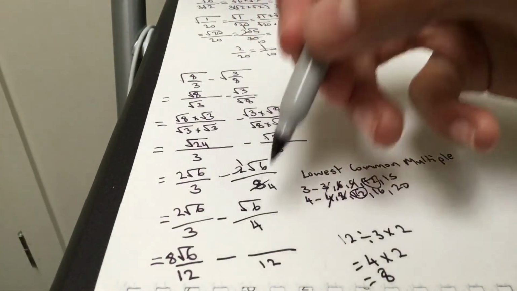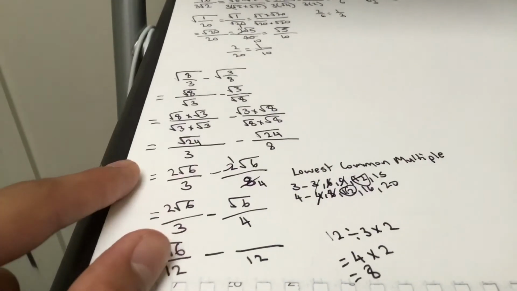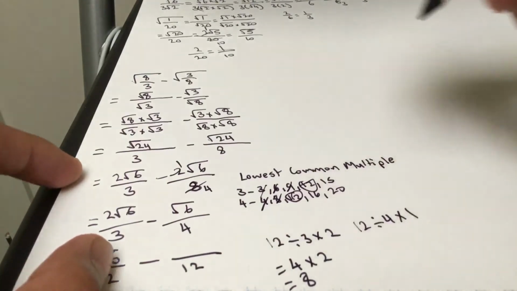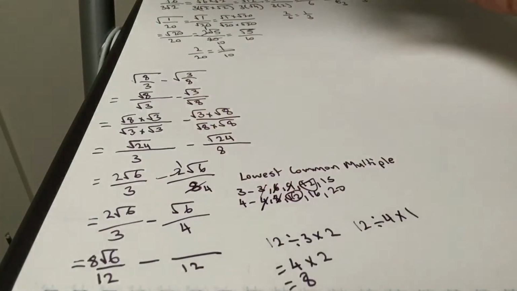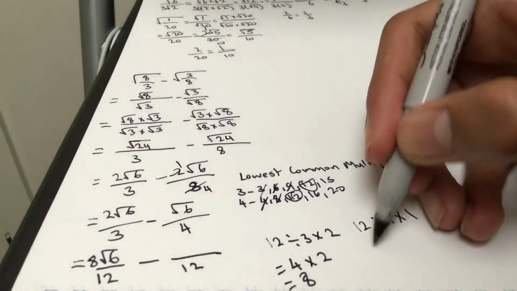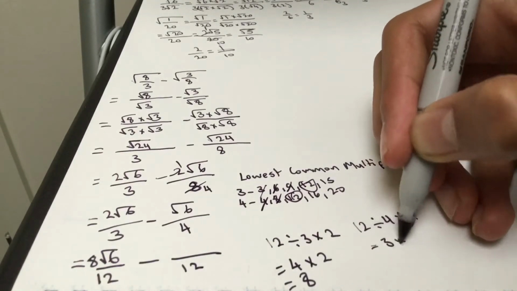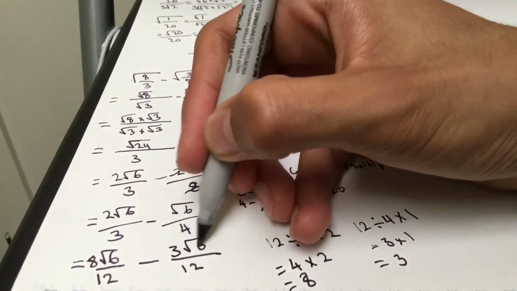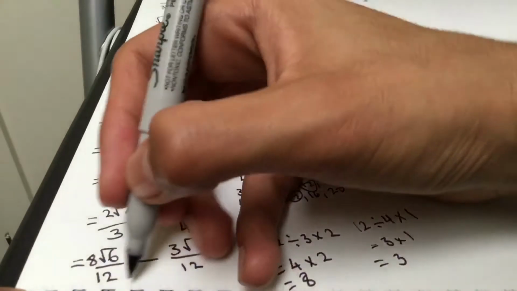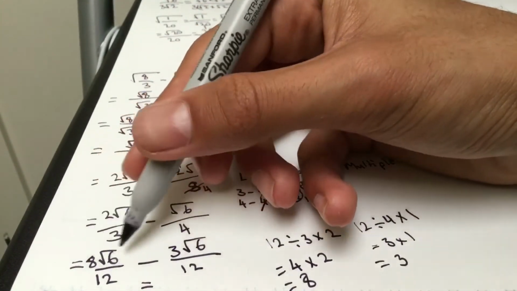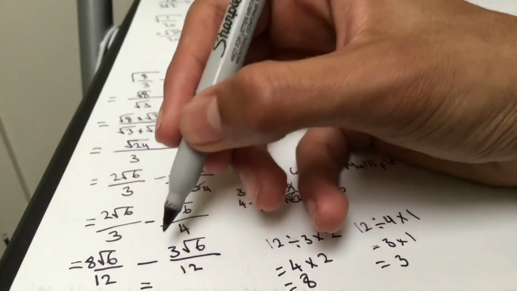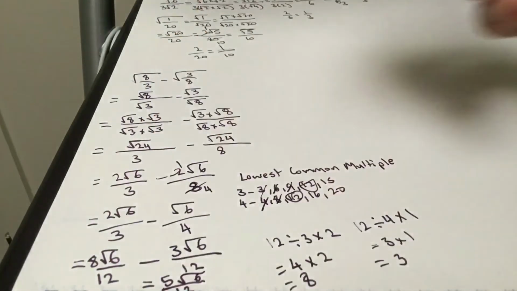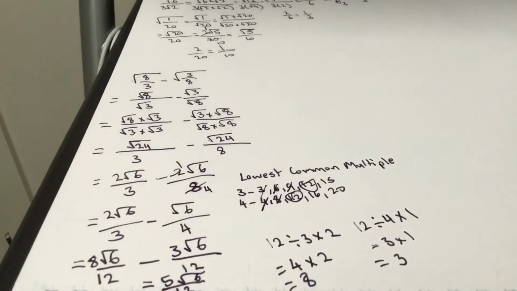Okay, for the next part, this time we have to go 12 divided by 4 times 1. There isn't anything there, which means it's 1. So 12 divided by 4 is 3, and then 3 times 1 is 3. So it's written as 3 square root 6. Okay, final step. 8 square root 6 minus 3 square root 6, and we know 8 minus 3 is 5. So 5 square root 6 over 12. So that is our final answer.